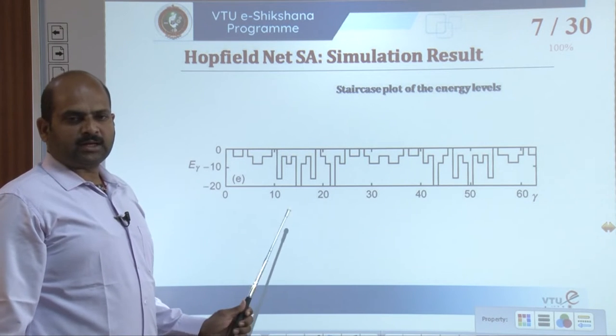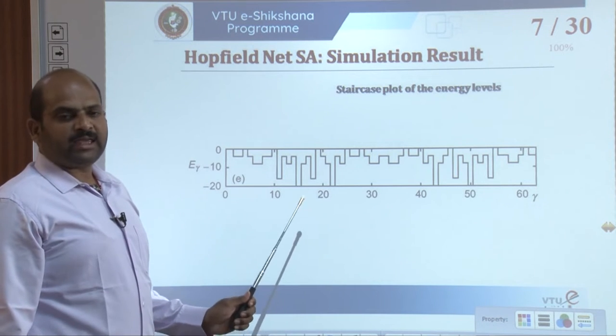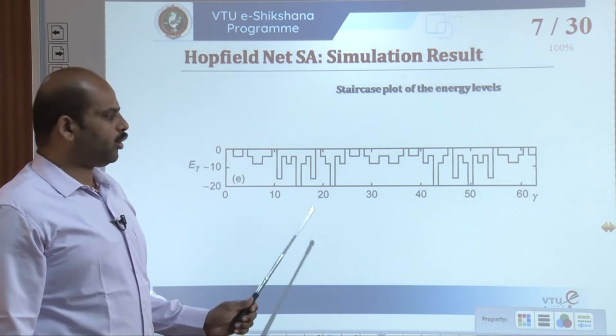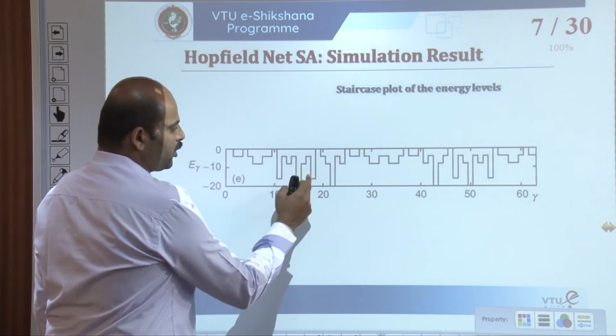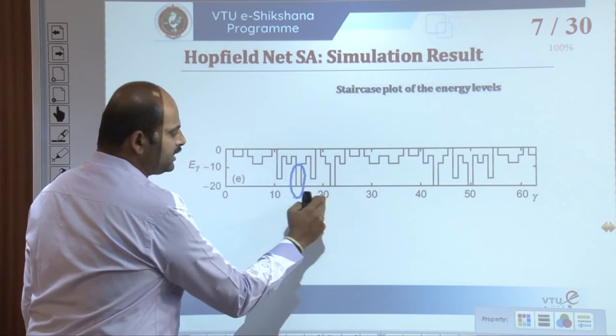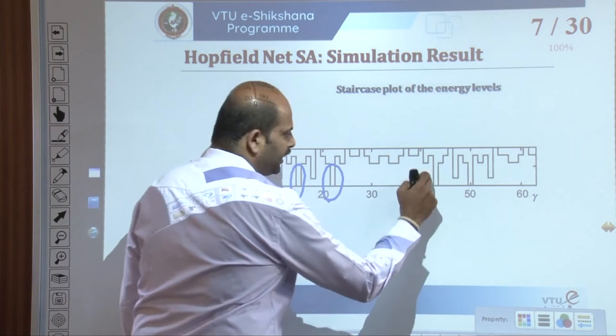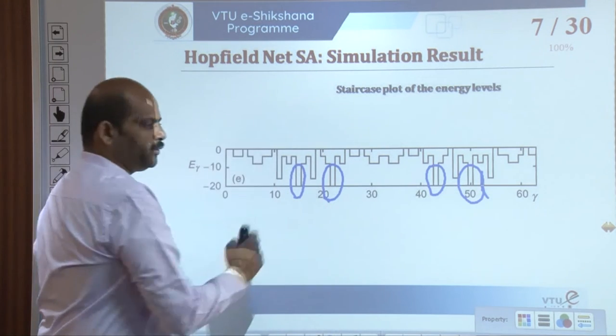So, this particular figure shows the energies of each configuration that have been plotted. If you look at the energies plotted over there, the 4 different energy levels which have been identified at T equal to 1 are shown over here.